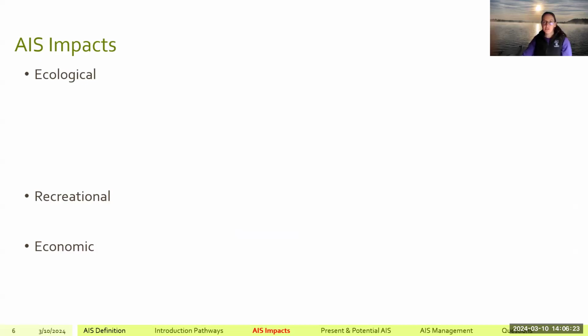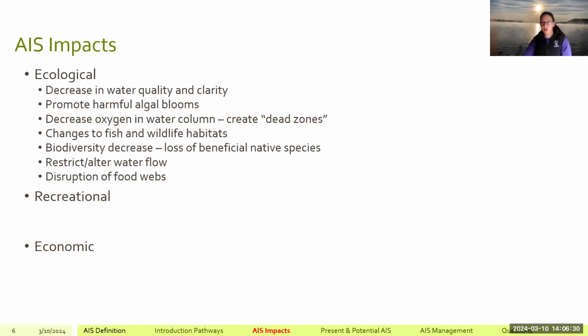So aquatic invasive species can have ecological, recreational, or economic impact. Ecological impacts include decreasing water quality and clarity. They can promote harmful algal blooms. They can decrease oxygen in the water column, and that creates dead zones, which then affects fish and invertebrates. They can make changes to fish and wildlife habitats. And because they outcompete native species, they decrease biodiversity, and that leads to a loss of beneficial native species.